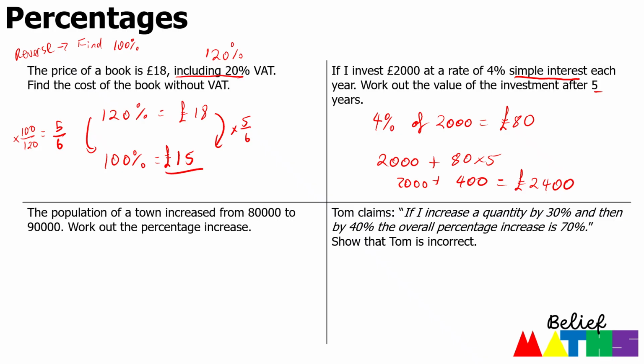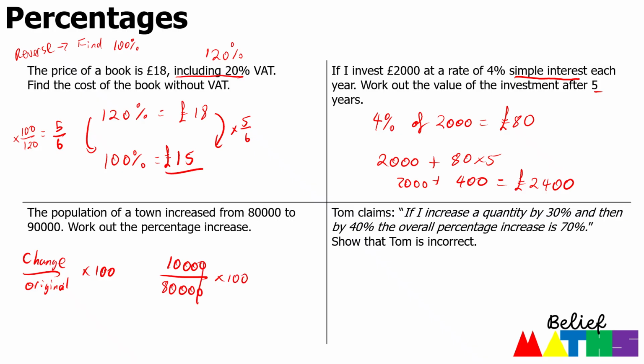Next one, percentage increase. Sometimes it'll ask for a percentage decrease. Sometimes it'll say percentage change. Okay, if it asks for change, you then have to mention if it's an increase or decrease. But very simply, we just do the change over the original and multiply that by 100. So the change here between 80,000 and 90,000 is 10,000. The original number is 80,000, I should say, multiplied by 100.